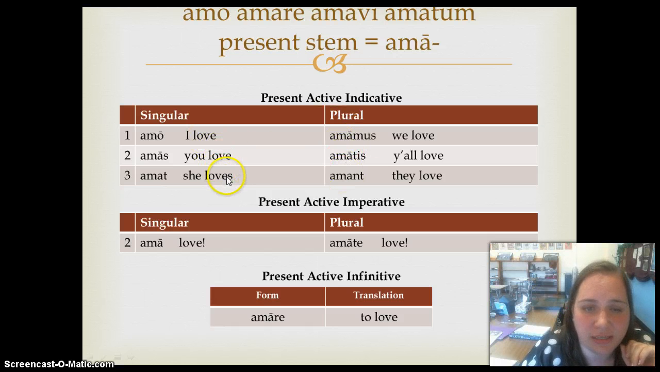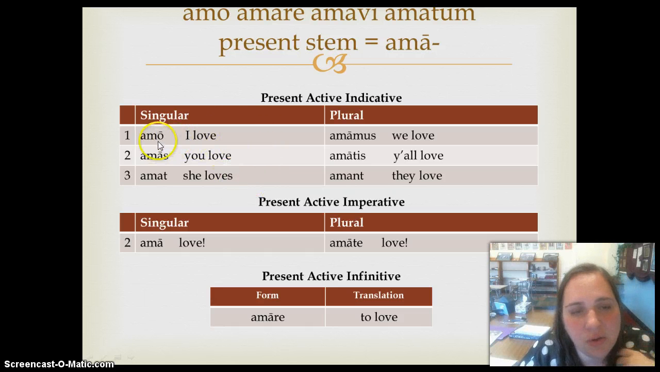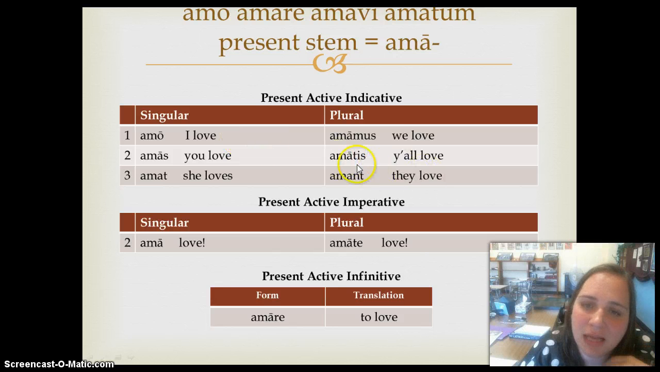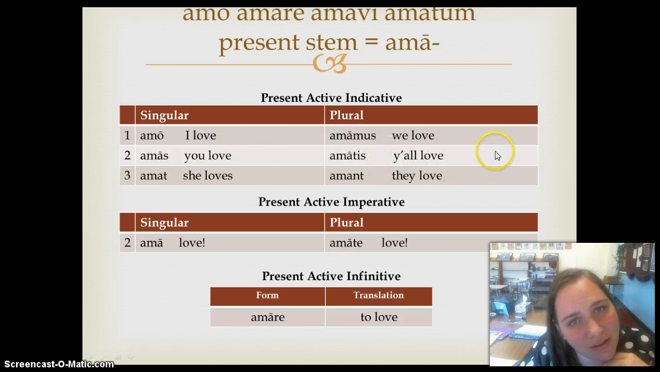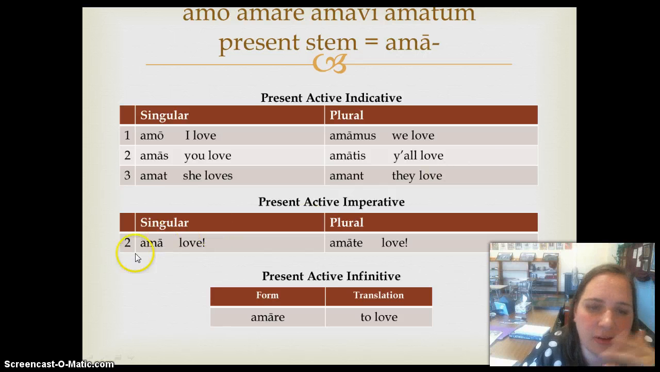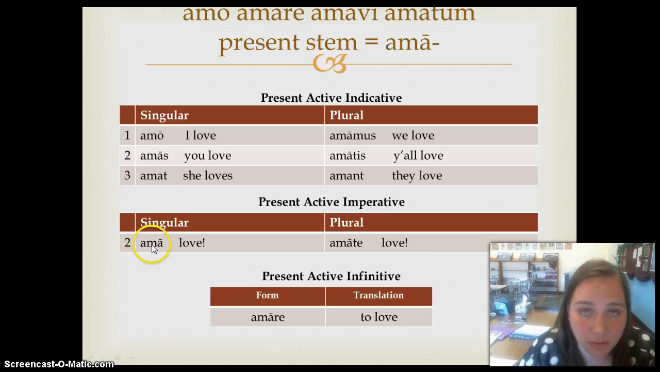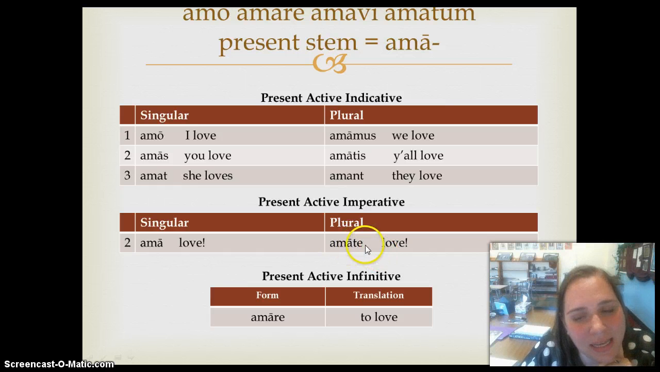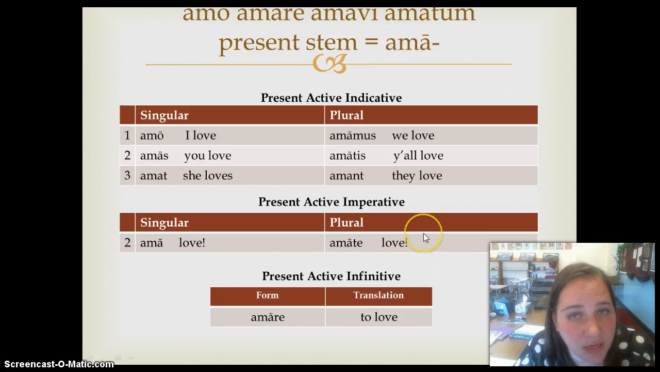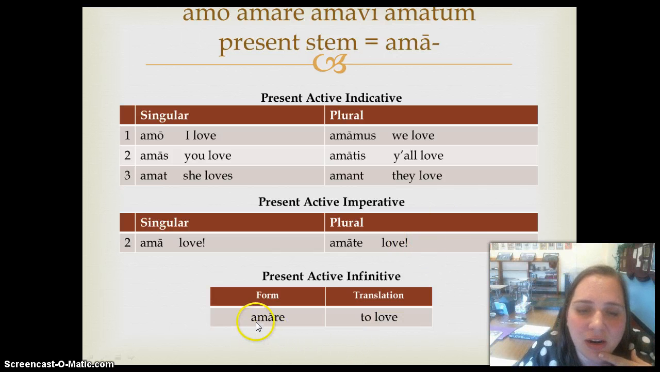I love, you love, she loves, or he loves. You could also translate amo, I am loving. You could also translate amo, I do love. Amatis, y'all love, or y'all are loving, or y'all do love, so on and so forth. The present imperative is the present stem, present active imperative. So ama is how you tell one person to love something. That te ending makes it plural. So amate is how you tell more than one person, command more than one person to love something. And then our second principal part is our present active infinitive, amare, to love.